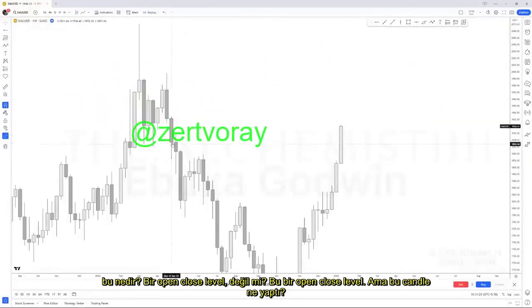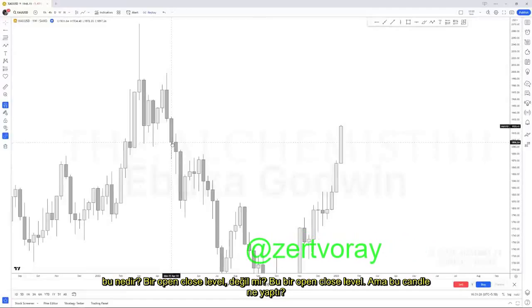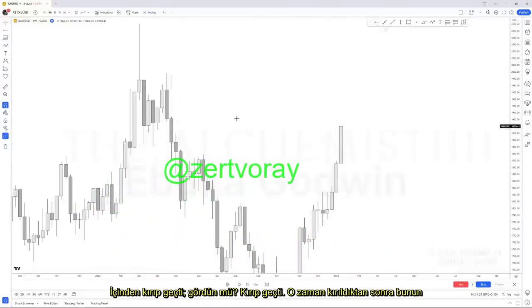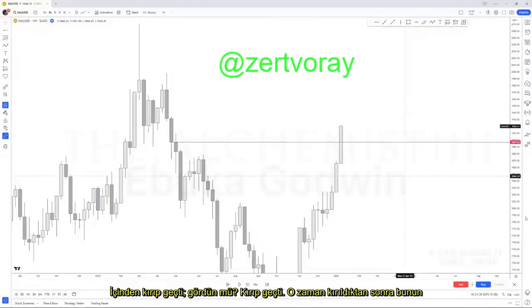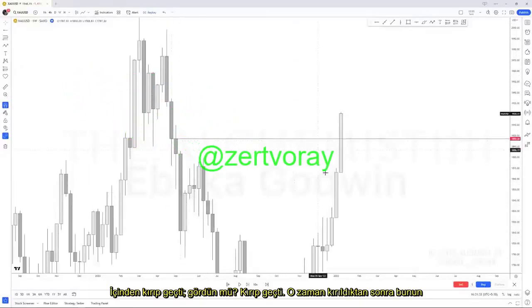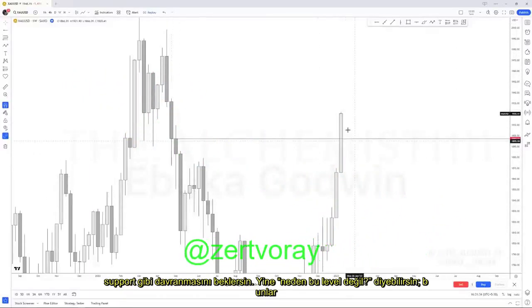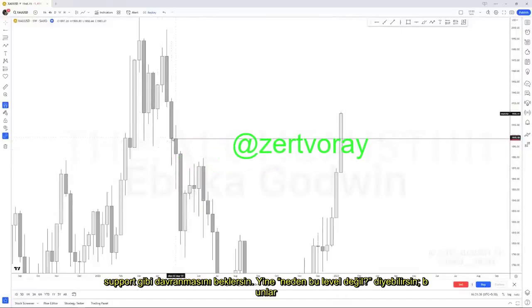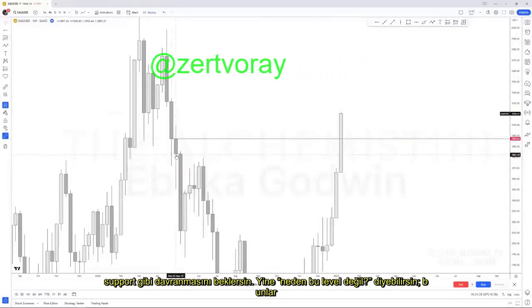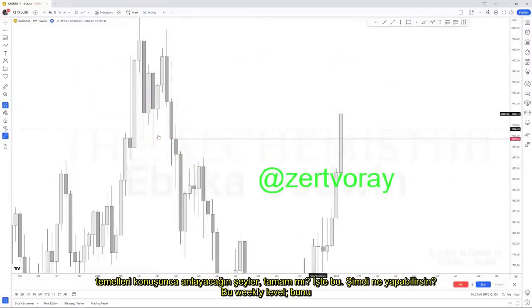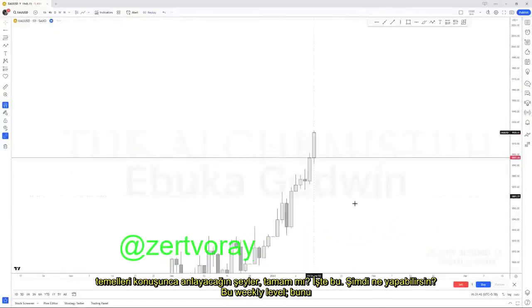What is this? This is an open close level, right? But what did this candle do? It broke through it. See that? Once it is broken, you can expect it to act as a support. Now, you might be wondering, why not this level? Those are once again things that you will understand once we talk about the basics. So there we go.